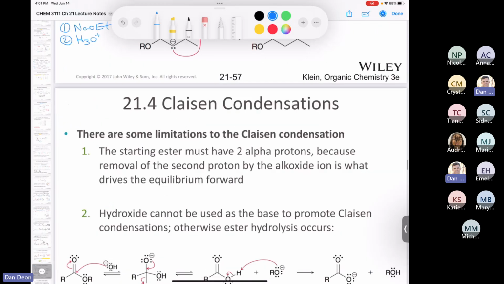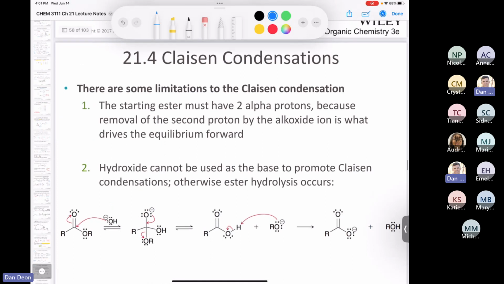All right, well, let's move on from there and find out what the limitations are to the Claisen reaction. First of all, the starting ester has to have at least 2 alpha protons because the removal of the second proton, like I said, is the driving force to make that doubly stabilized enolate.